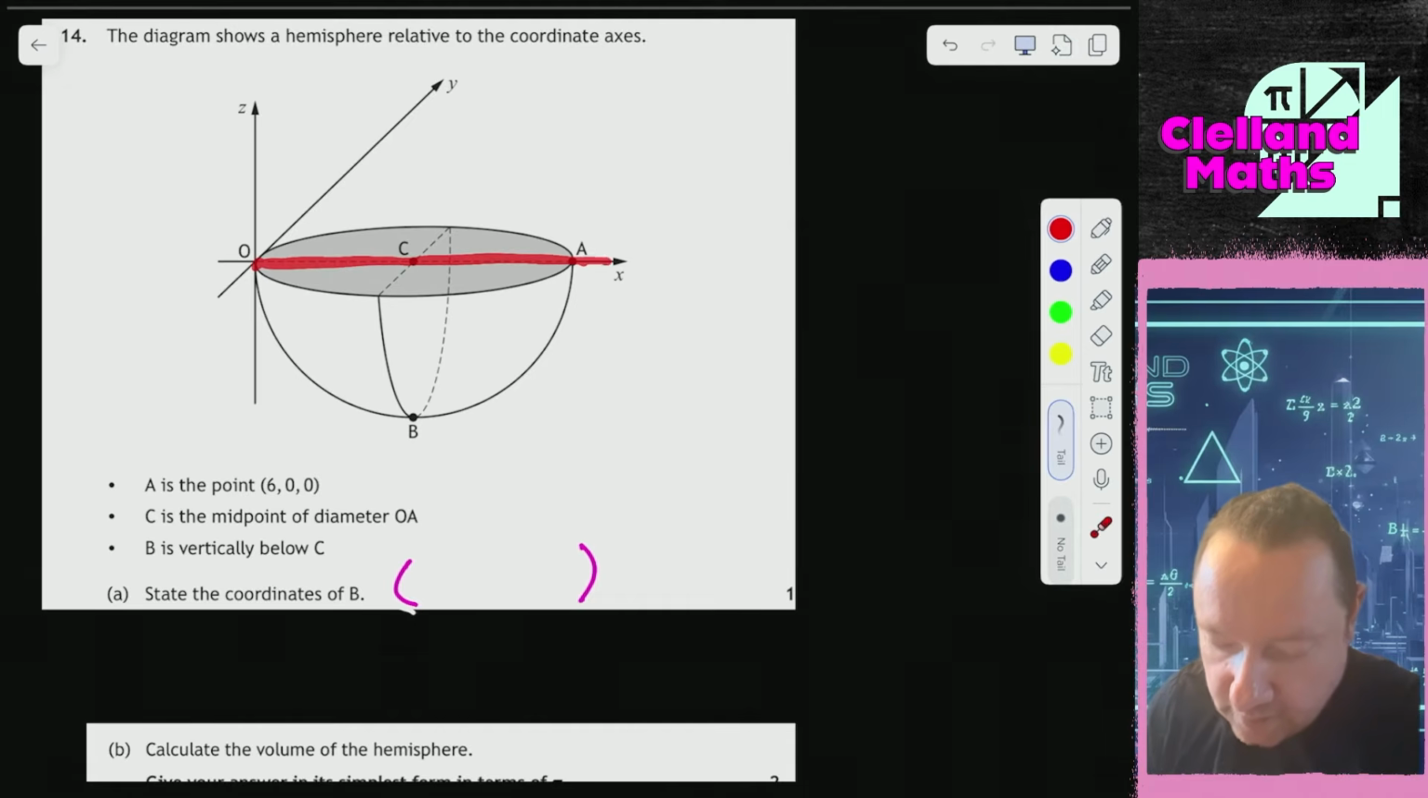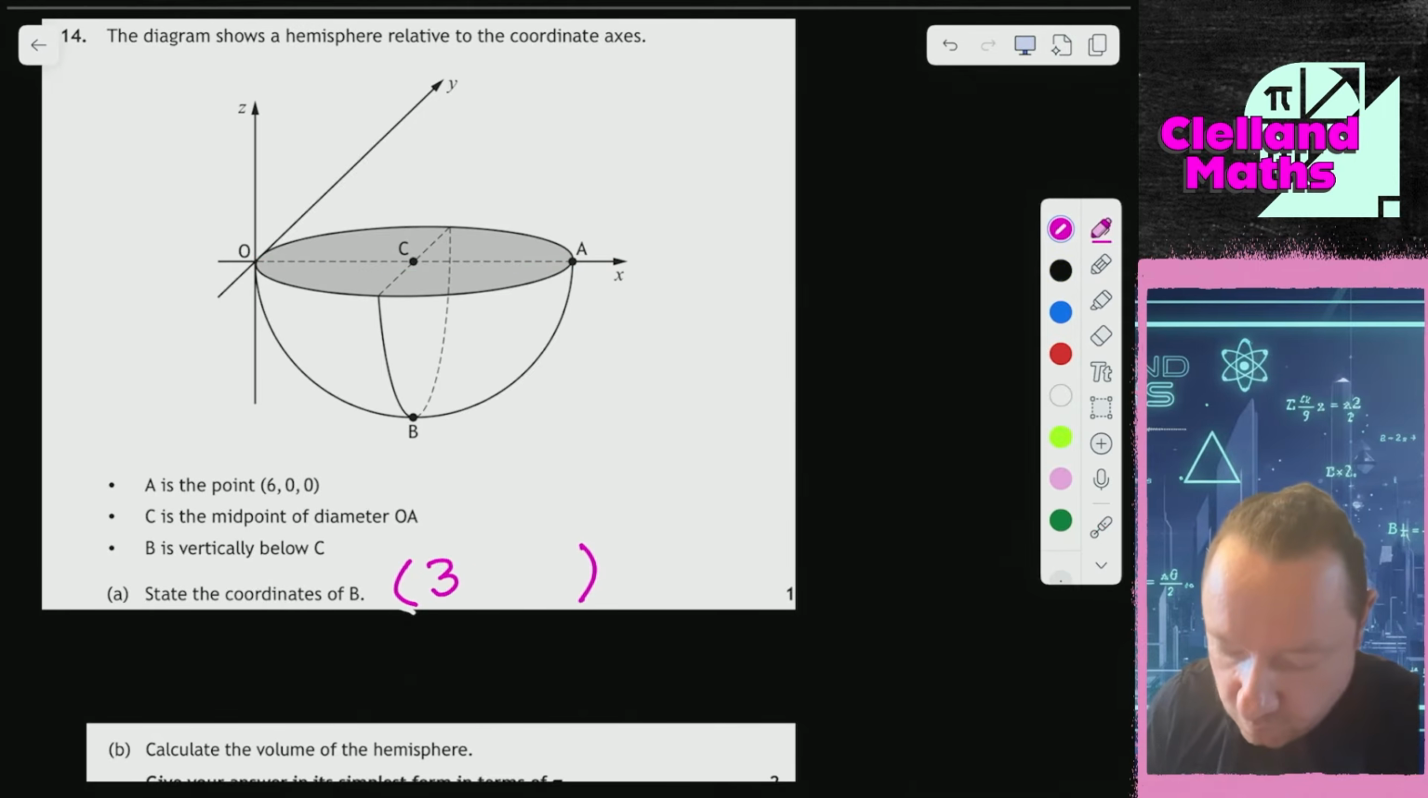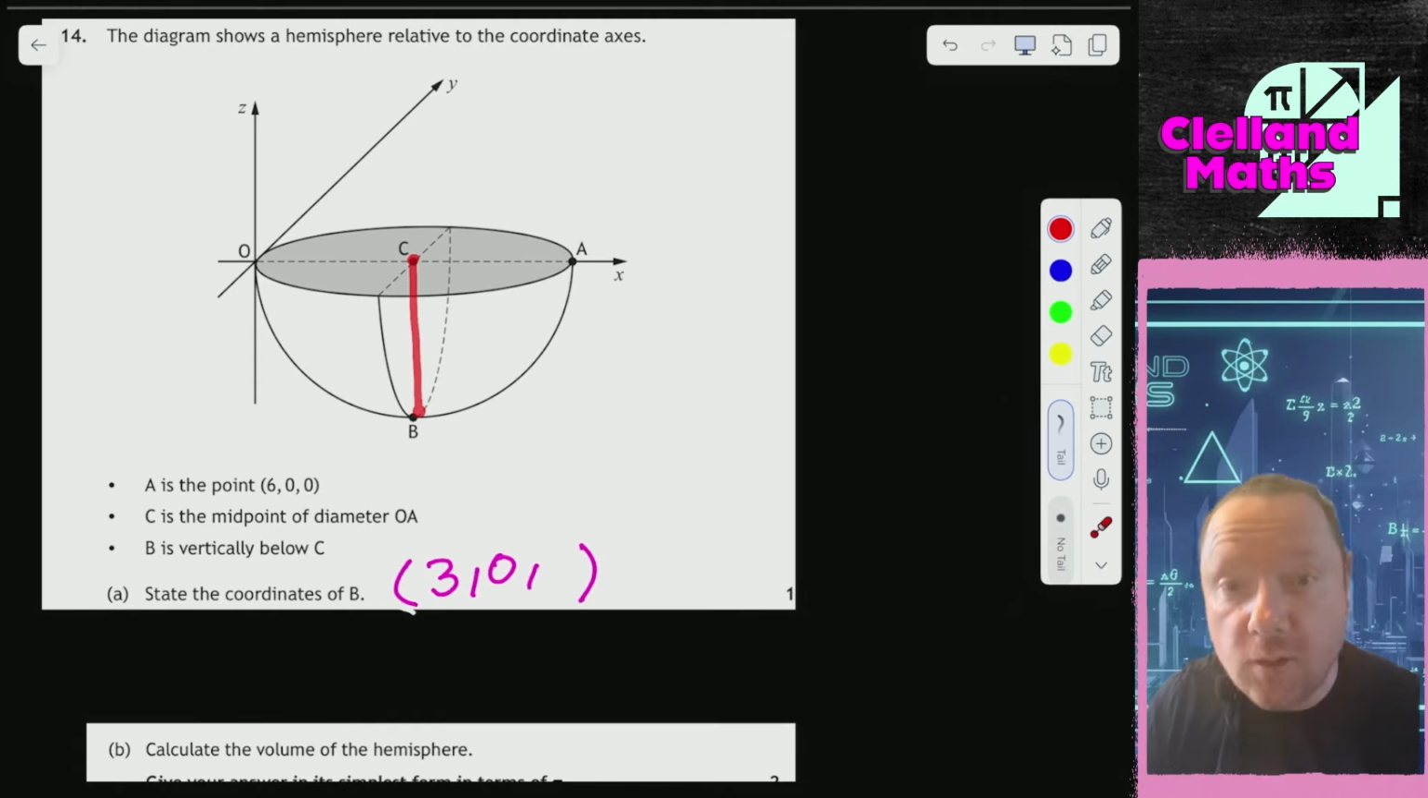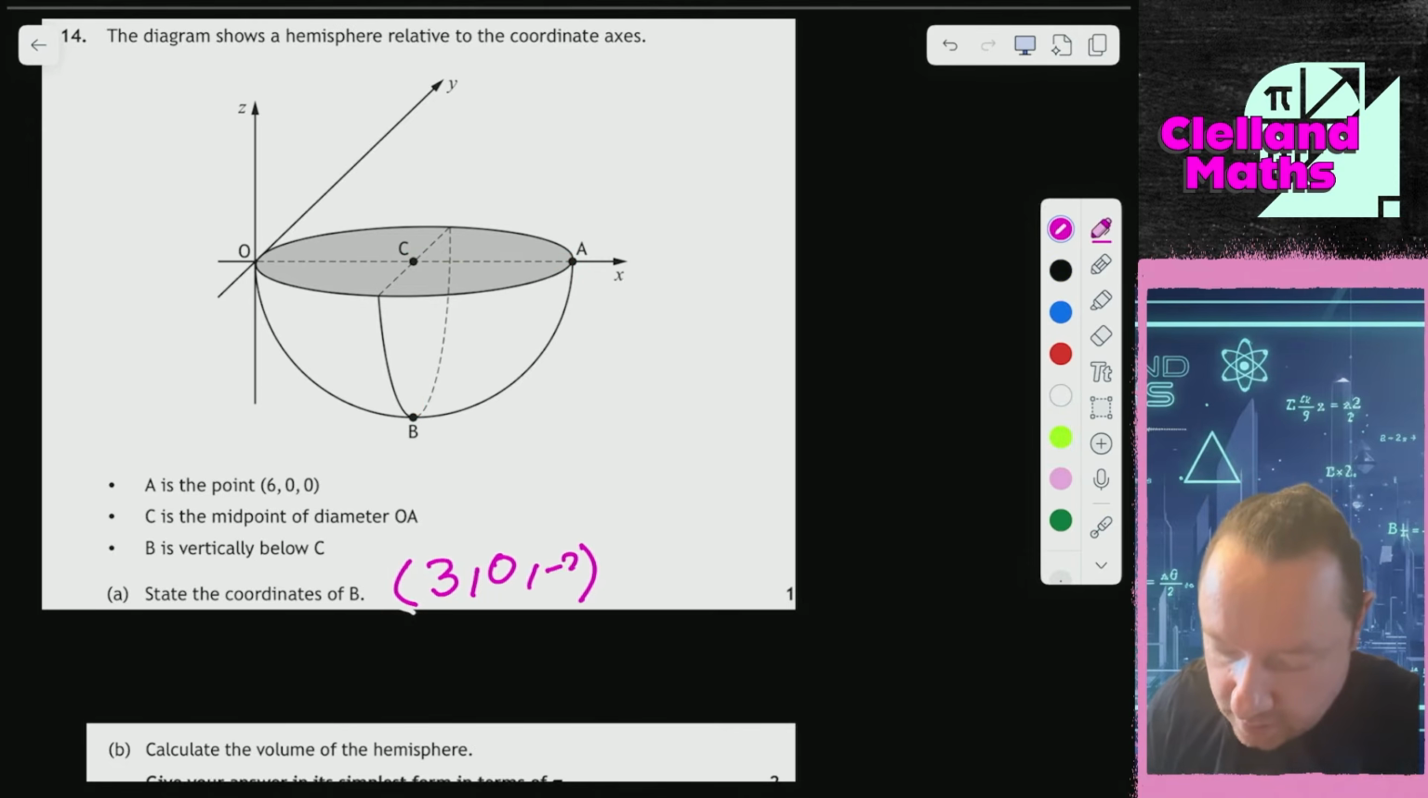The whole thing is 6, so half of 6 is 3, so I need to go along 3 first of all. And then once I've gone along 3, I don't go in or out, so that's 0. I then move down 3 again, because a hemisphere means it's going to have the same distance here and here, because it's a radius. So down 3, so that's minus 3. Watch out, I'm going down the way, so it's minus 3. 3, 0, 3. 3, 0, minus 3, and we're done there.